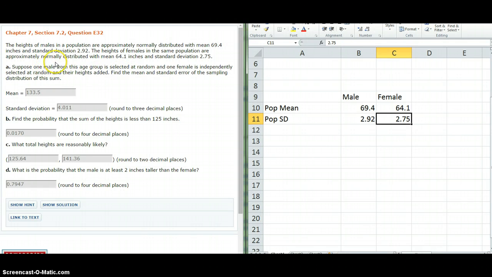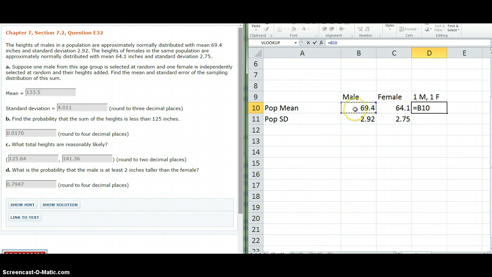So we select one male from this age group and one female, and we're going to add the two heights. What is the expected mean that we'll get? Well, the mean isn't too bad, so I'm going to put here one male, one female. So the most likely, or the best prediction we can get of the male is 69.4, and the best for the female is 64.1 if we're just selecting a single one. Actually, if we're selecting even more than one.